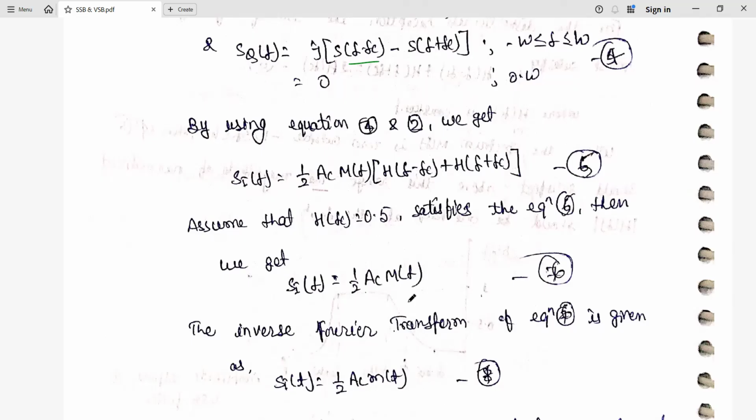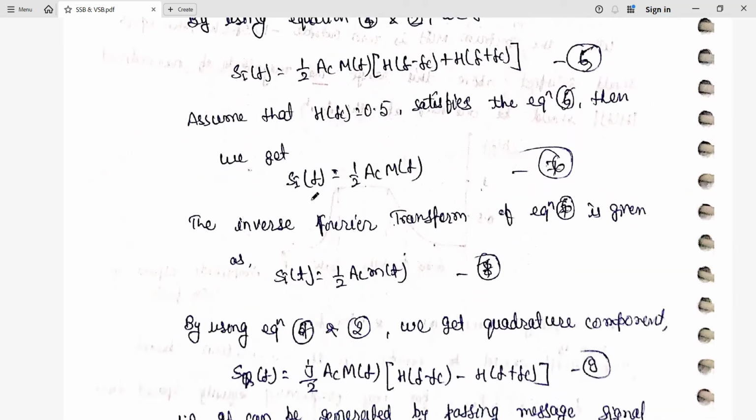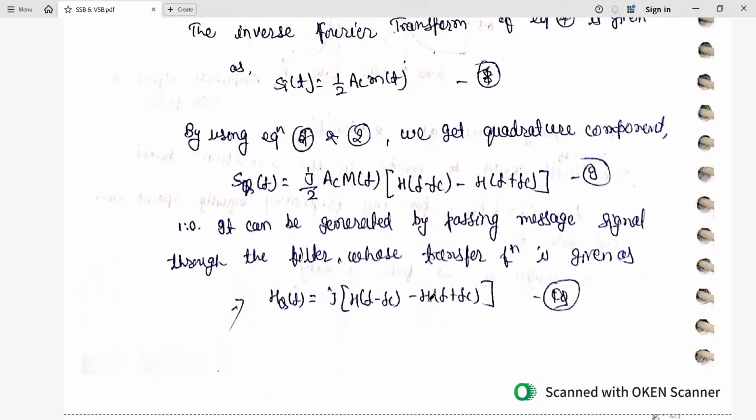Since we have seen this with the help of the graph also, you can determine that the in-phase component is half of Ac into m of f. If we take the Fourier transform of this, we get the time domain, that is half Ac into m of t. Similarly, for the quadrature component we use equations 2 and 4. So we have j by 2 Ac m of f, and here this is for the filter response.